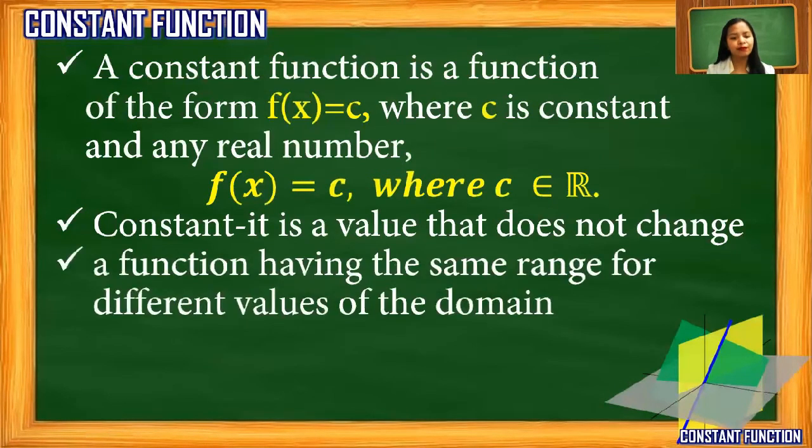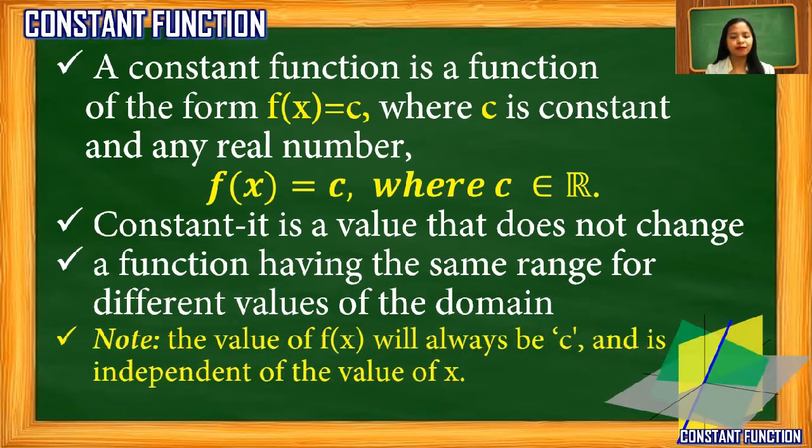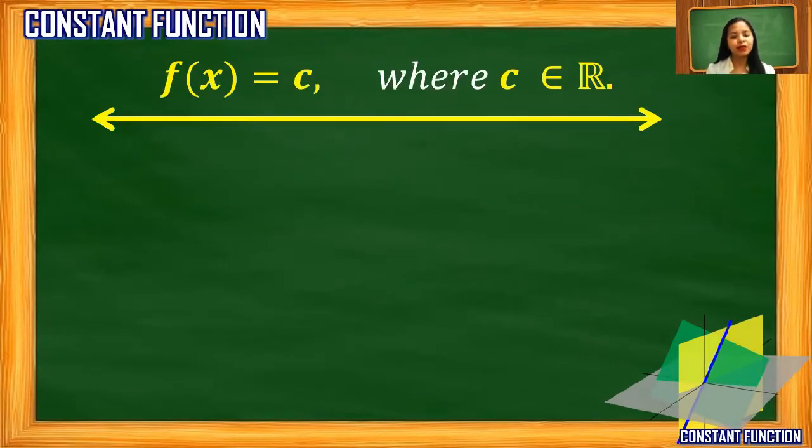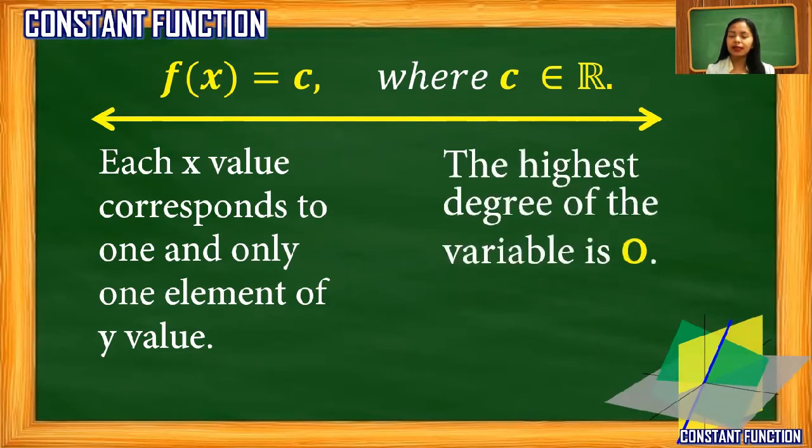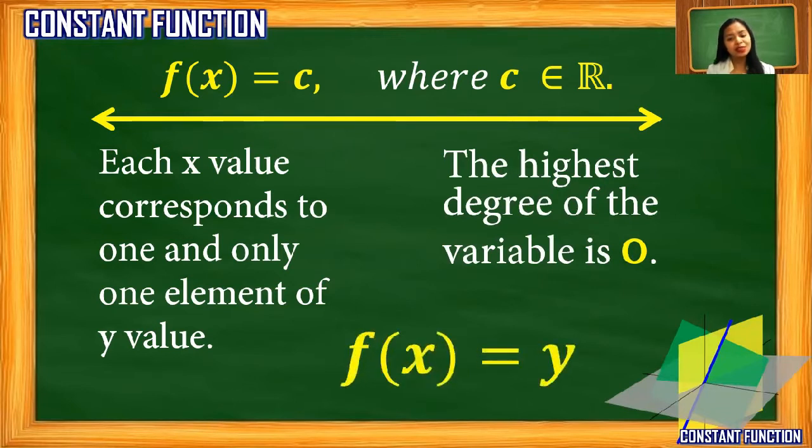Now, a constant function is a function having the same range for different values of the domain. Take note, the value of f(x) will always be c and is independent of the value of x. If we have a constant function f(x) = c, each x value corresponds to one and only one y value, and the highest degree of the variable is 0. Now, let us always remember that a function f(x) is always equal to y.